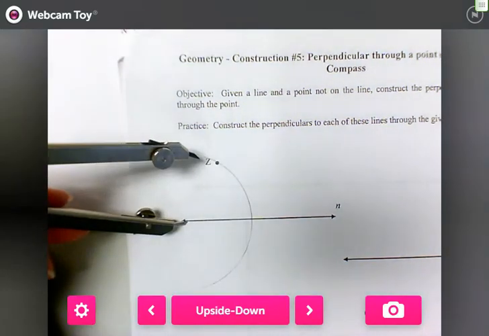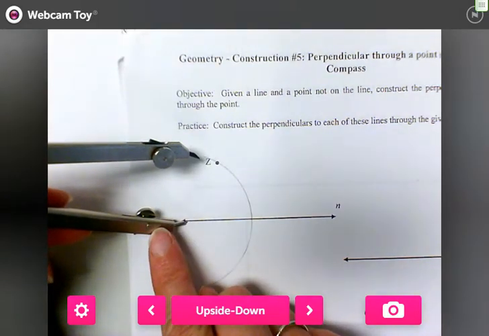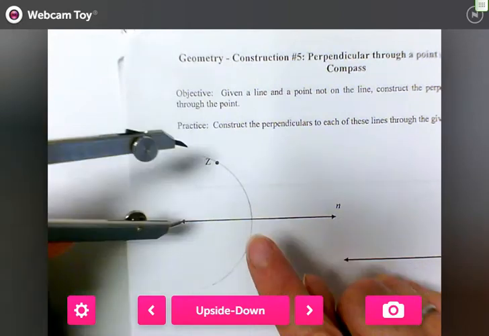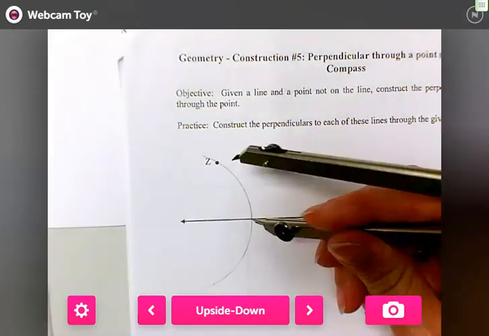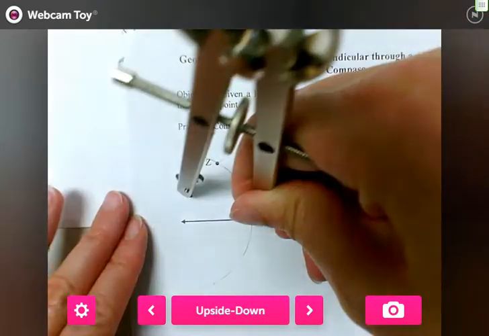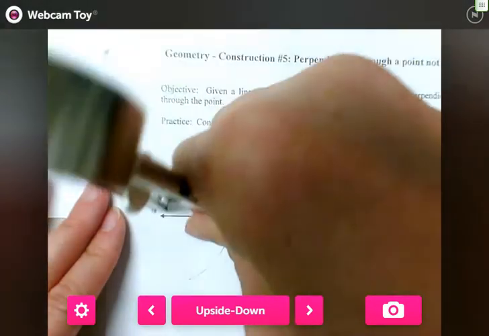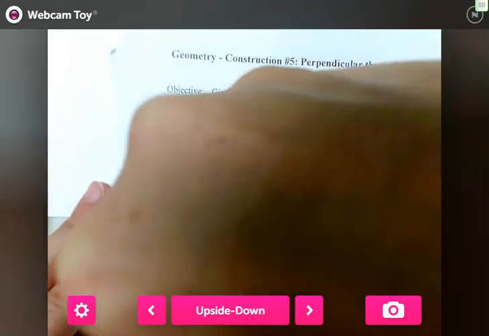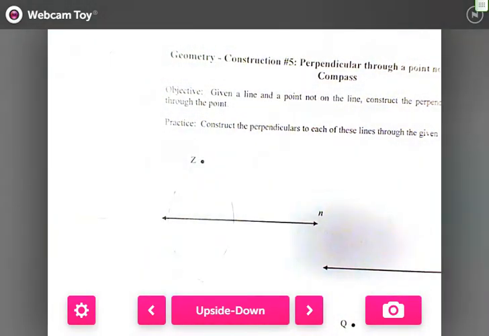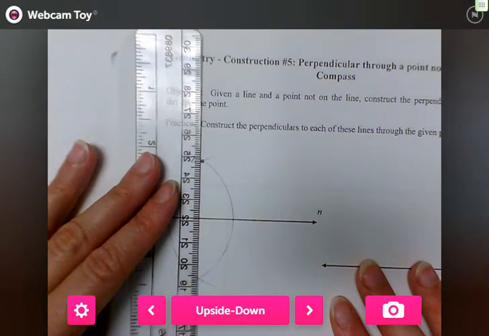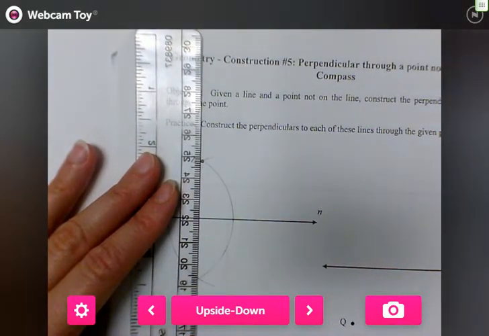So far, so good? Now I'm going to put the pointy end of my compass where the arc and the line intersect. I'm going to put it right where the arc and the line intersect. It should still go straight through Z. So it's almost the same thing, just slightly different. And then I'm going to make my line. It's going to hit Z, and I'm going to put it through that bottom intersection.